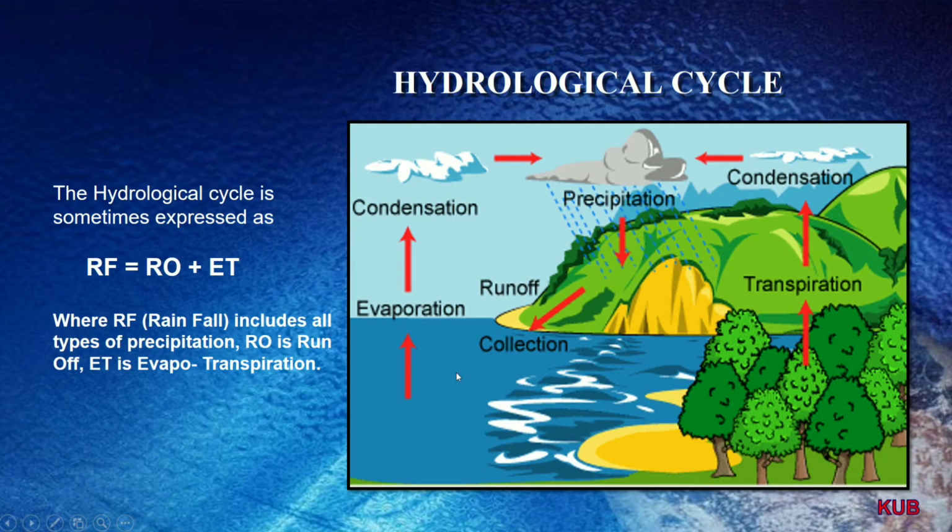Hydrological cycle is sometimes expressed as Rf = Ro + Et, where Rf means rainfall, which includes all types of precipitation right from the rain to hail, snow, fog, etc. Ro is runoff. Et is evapotranspiration. When plants and trees lose water to the atmosphere, it is called evapotranspiration.